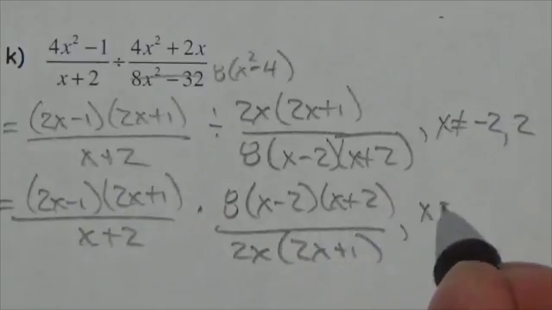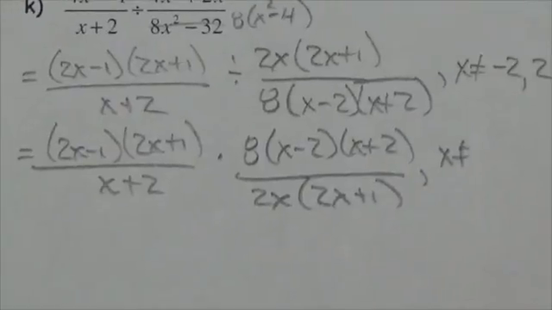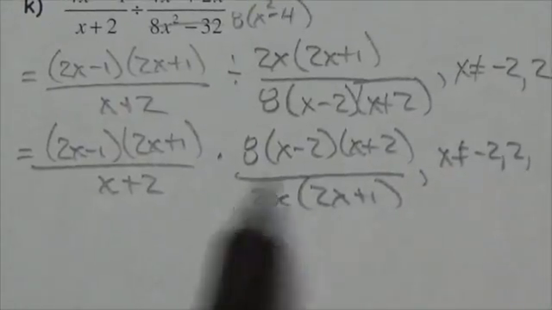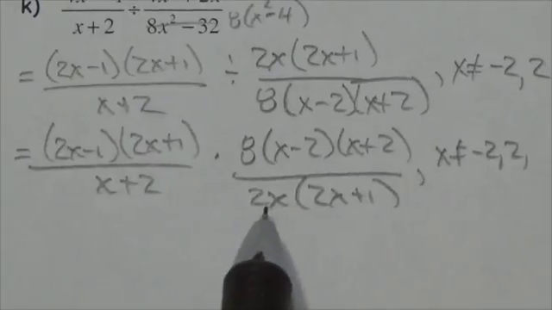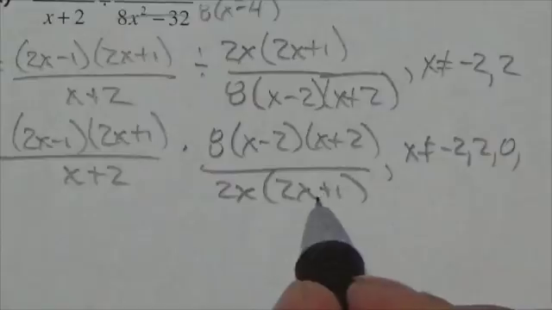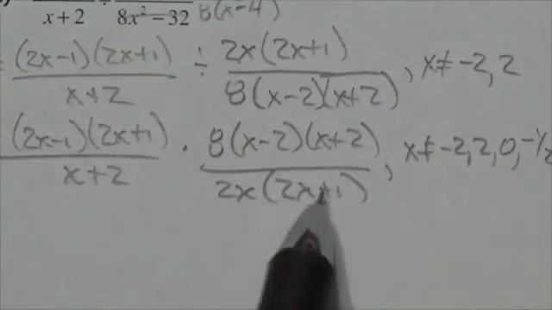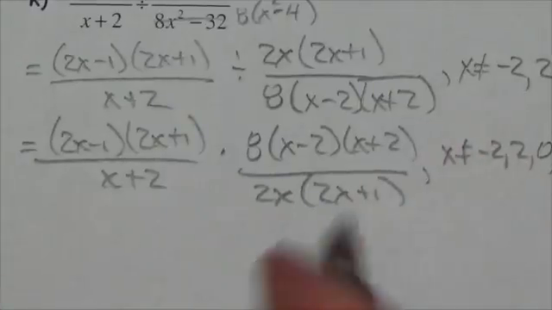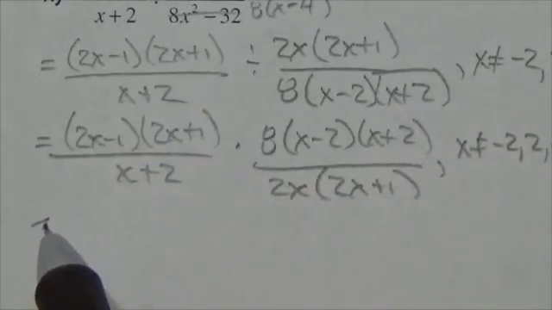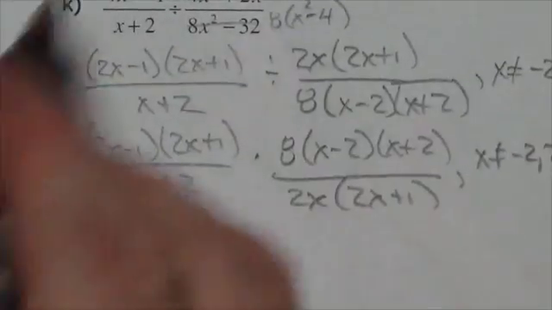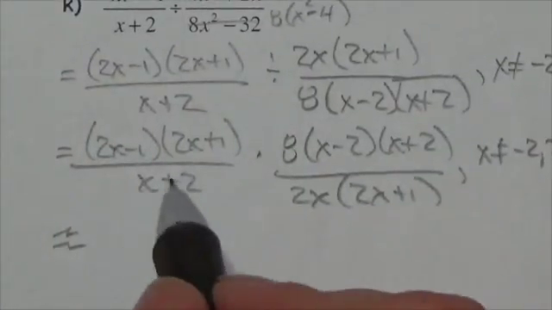I bring my non-permissibles down, so x can't equal negative 2, positive 2. But now that I've introduced new factors into the denominator, I've got a couple others here. 0 for that x by itself, and negative 1/2 for this factor right here. Okay, now I'm running out of room here, but that's okay, because in the next step, I'm going to cancel stuff out. So my initial question will be equivalent to what expression?